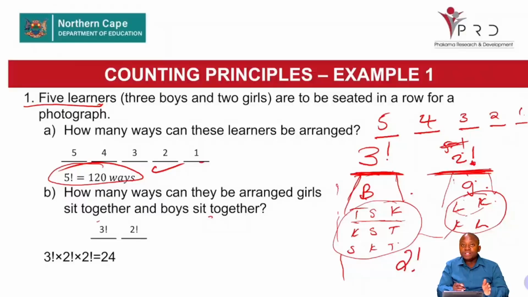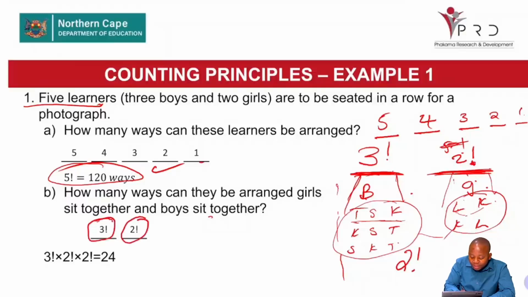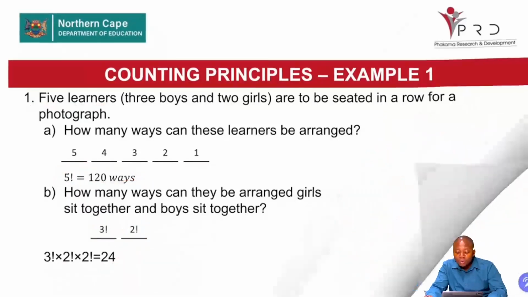So if we have a bench for boys and a bench for girls, we can even start with the 2 girls and end with the 3 boys. So we have 3 boys, 2 girls, and we also have 2 factorial. We can start with any of the benches. So it's 3 factorial times 2 factorial times the 2 factorial of arranging the benches. Then the answer is 24 ways.